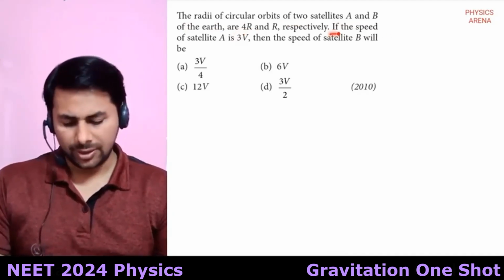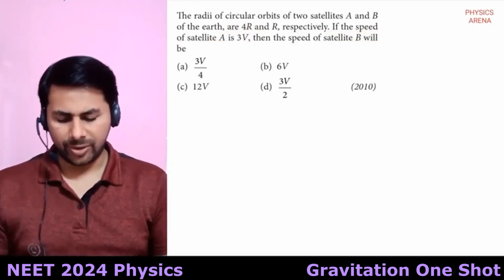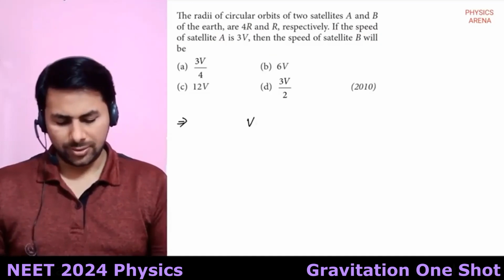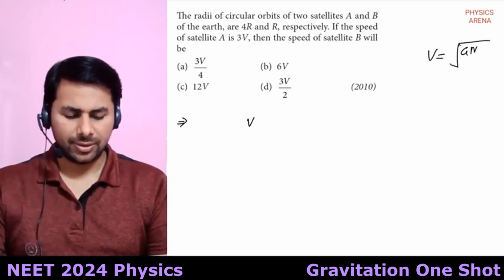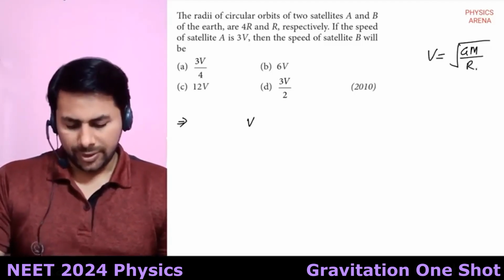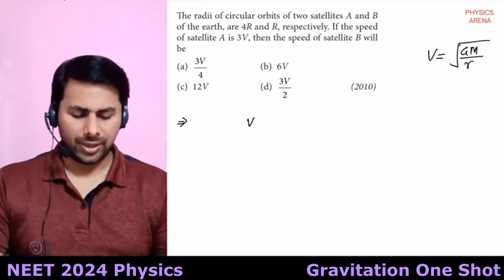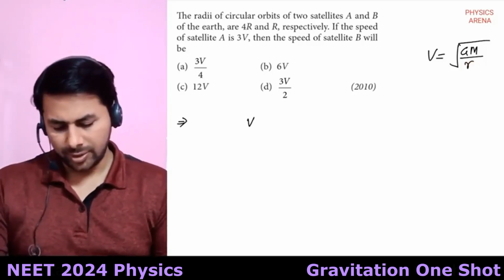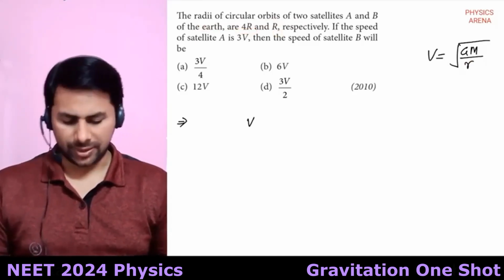Next one. The radii of circular orbits of two satellites A and B of Earth are 4R and R respectively. The speed of satellite A is 3V. Then the speed of satellite B will be, tell me. So what is the formula? V is equal to the square root of GM upon r. Not this R, small r. So radii of circular orbits are given. For the first one it is 4R, for the second one it is R.